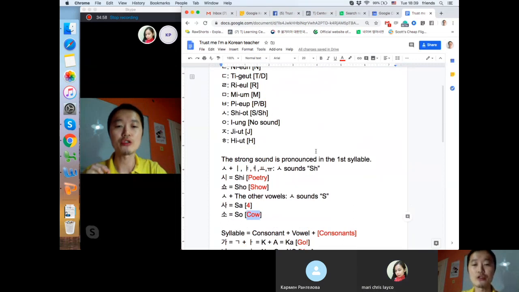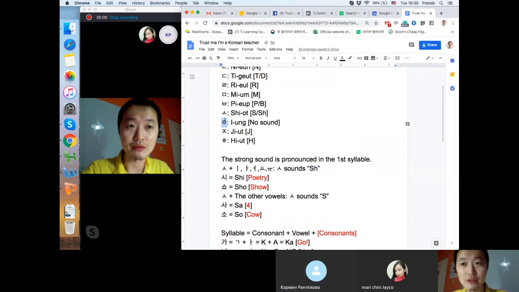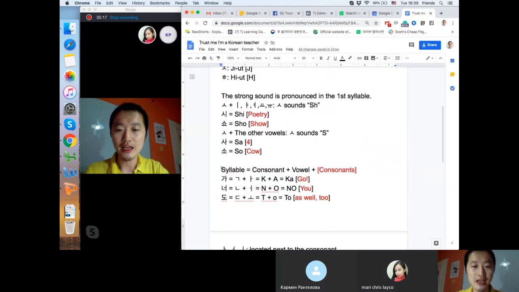I explained how to pronounce the consonant. Then the question is this: why is there ieung? It doesn't have a sound. Then why should we use it? The reason is at here.